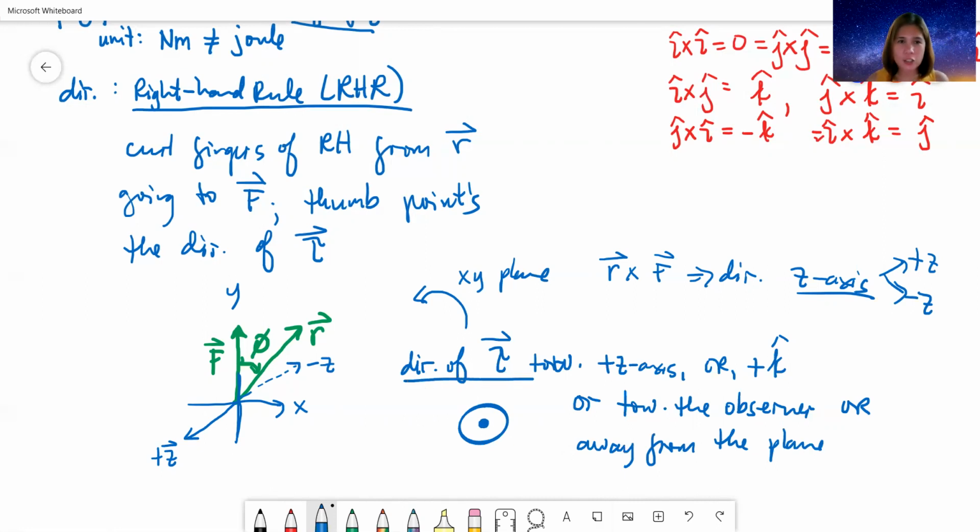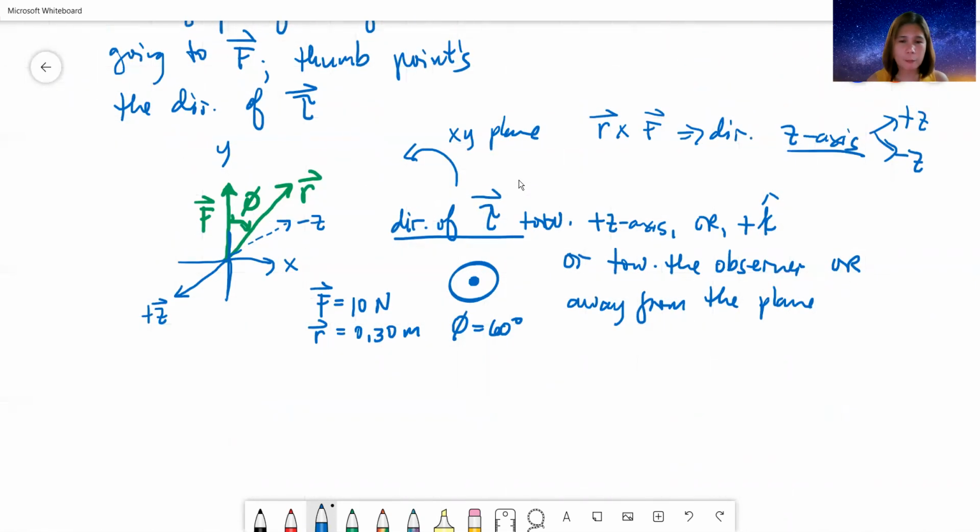So, if that's the direction, then the magnitude is FR sine theta. If F is, let's just say for the sake of simple calculation, 10 newtons, and the position here sa wrench is, let's say, 0.30 meter, 30 centimeters from the screw. And if I say that the angle between R and F is, let's say, 60 degrees. So F and R here are not given in unit vectors. They're given in magnitude and direction. So this is F going 90 degrees. And then R here is at 60 degrees with the horizontal.